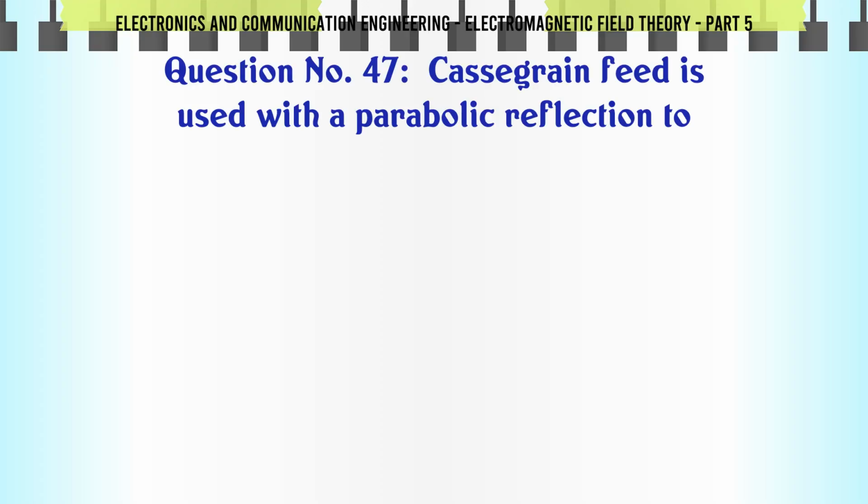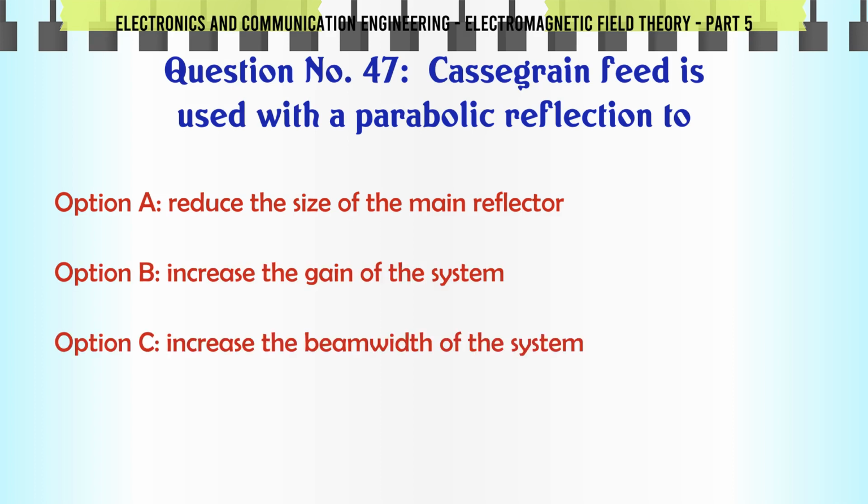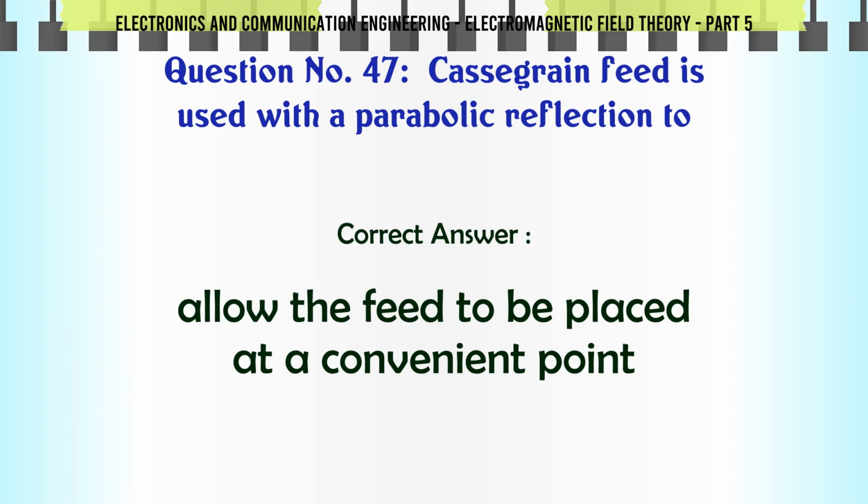Cassegrain feed is used with a parabolic reflector to A. Reduce the size of the main reflector, B. Increase the gain of the system, C. Increase the beam width of the system, D. Allow the feed to be placed at a convenient point. The correct answer is allow the feed to be placed at a convenient point.